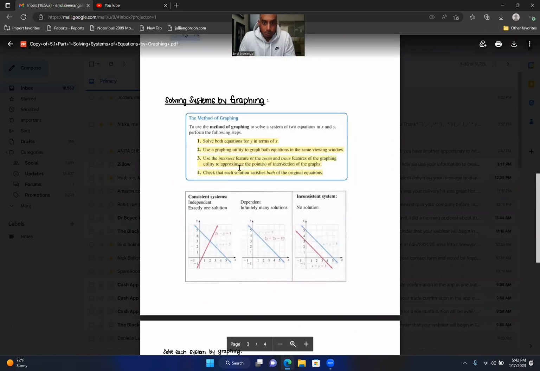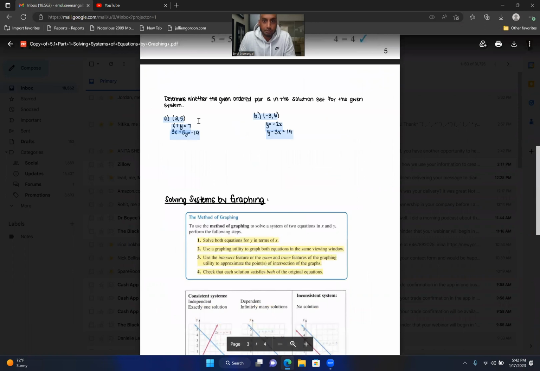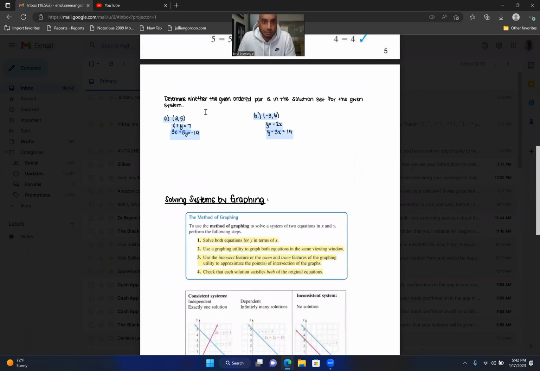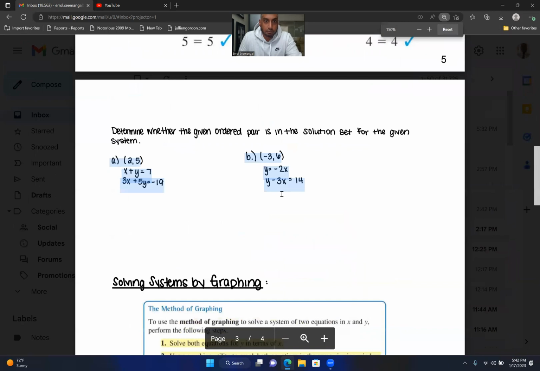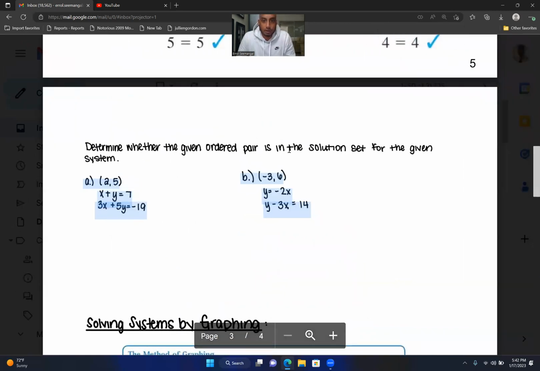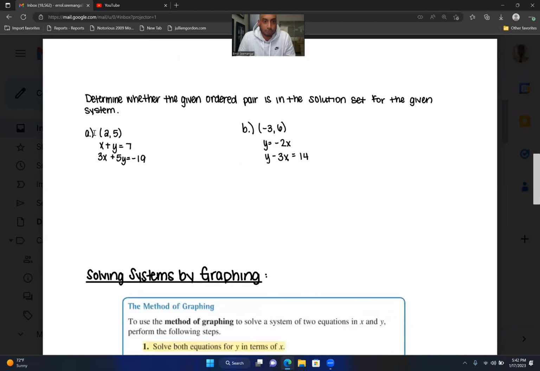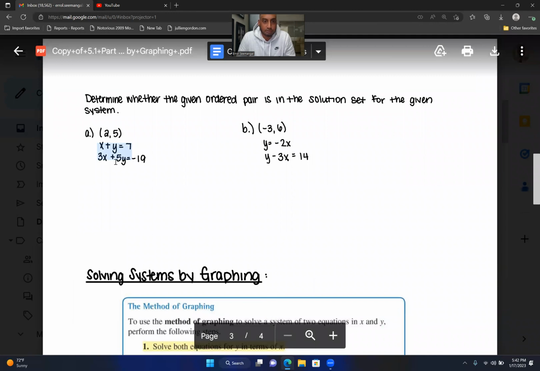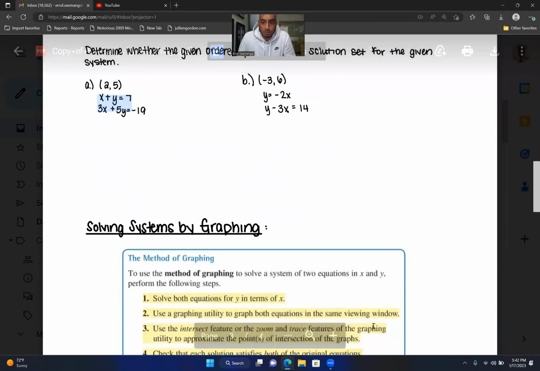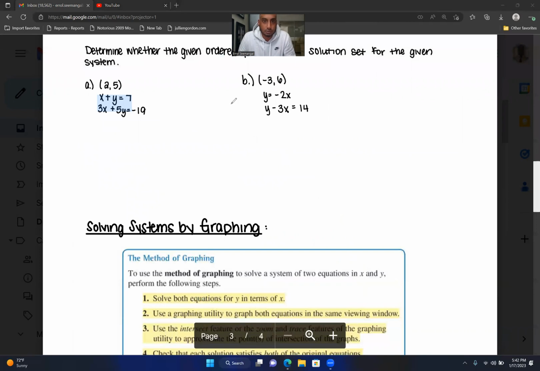Okay, so determine whether the given ordered pair is in the solution set for the given system. How do we do that? All I did was read this. Determine whether the given ordered pair is in the solution set for the given system. So (2, 5). Is (2, 5) a solution for these two equations? That's the basic idea of this question.